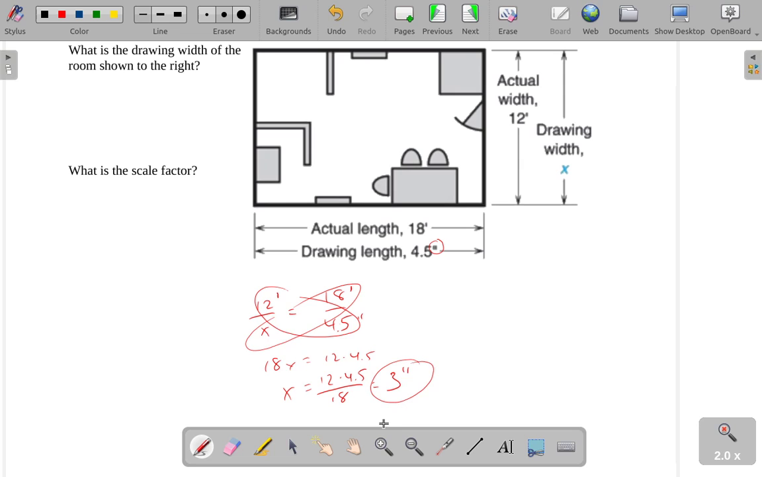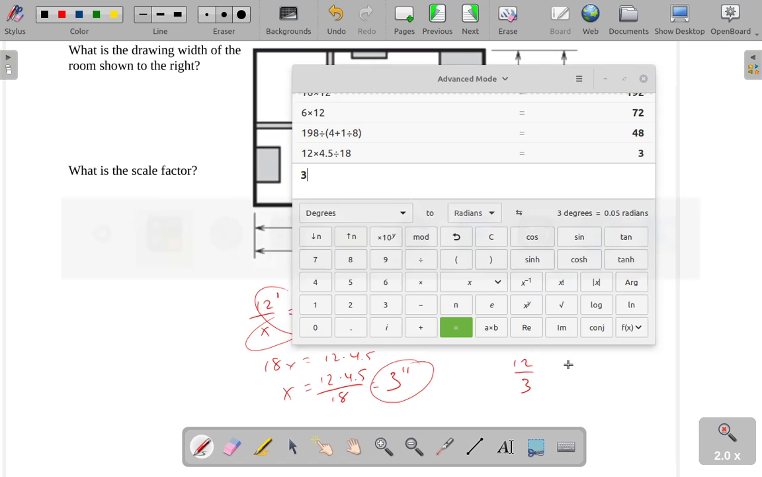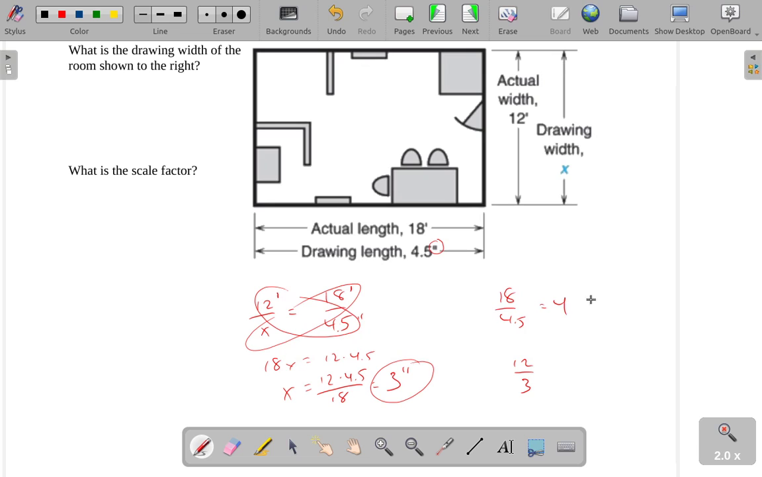As far as what the scale factor is, to find the scale factor, we can just perform the division here. We can either do 18 divided by 4.5, because that's the one that was given to us, or we could do this 12 divided by 3, which is the one we just found. I personally would have the preference of doing the 18 divided by 4.5 because I haven't messed around with those numbers at all yet, and so there's no chance of me having made a mistake propagating into this question.